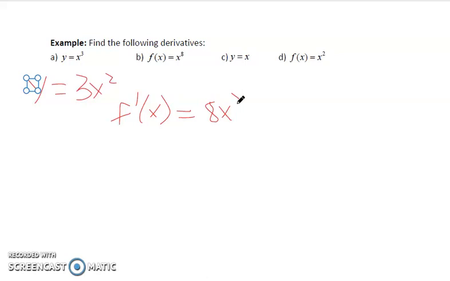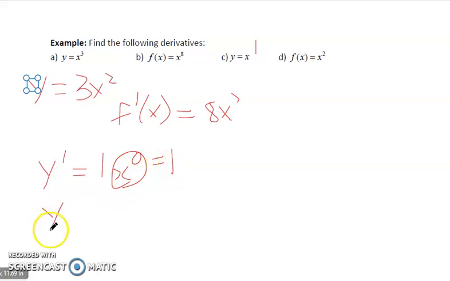C is interesting because in C, you have just y is equal to x. Well, there is a power there. That x does have a power. The power is a 1. So think of it this way for the third one. y prime is equal to, the 1 comes down in front. You still have your x, but then 1 subtract 1, you get an exponent of 0. Well, people, anything to the 0 is just equal to 1. So in fact, y prime is equal to 1.